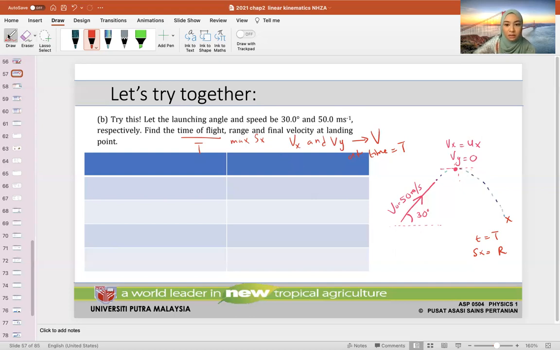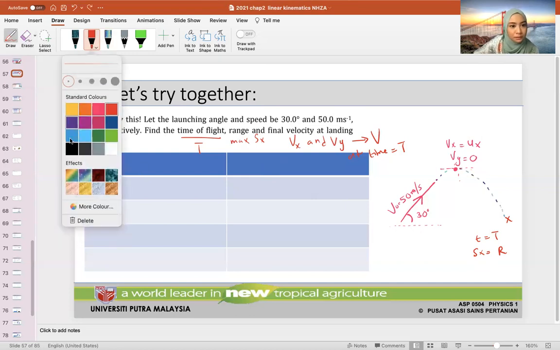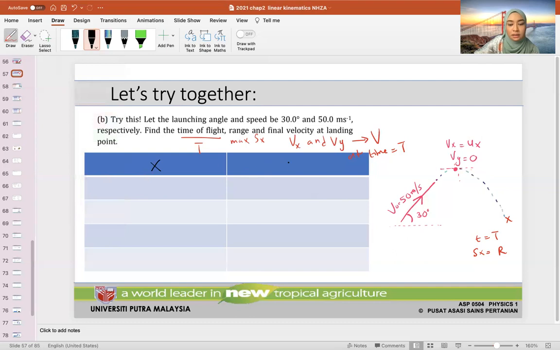Okay, so let's do this. What are the info that we have? We already know. Lah, merah tak sesuai. Sekejap. Let me use your black. Okay, so this is X and this is Y.